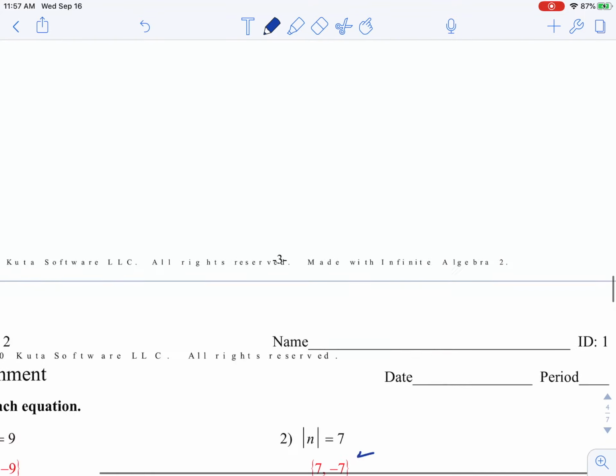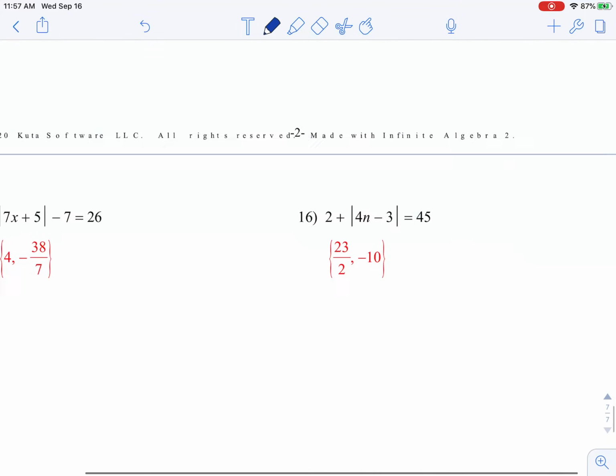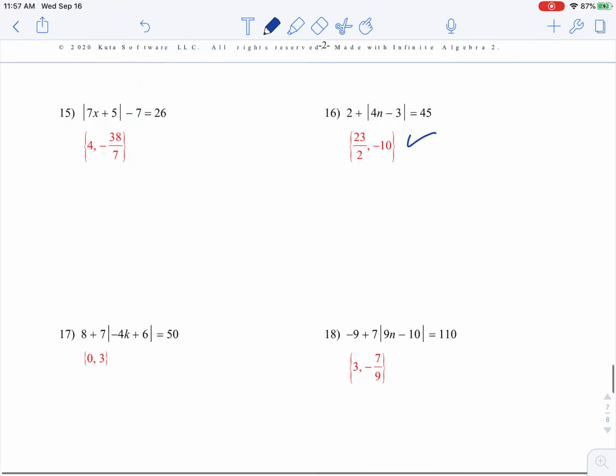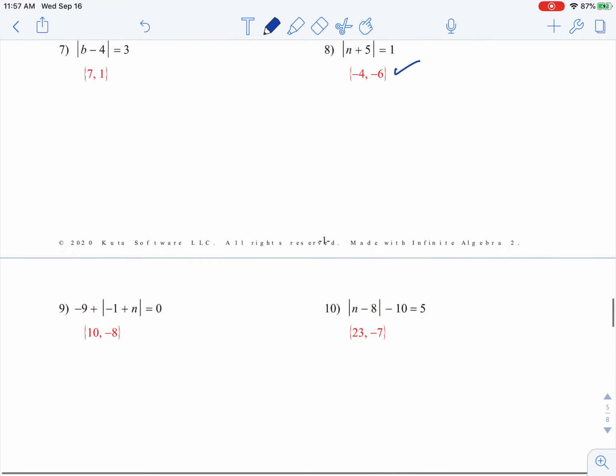Let me check now, number 16. And there it is. Okay. Good. So, wow, 2 mistakes in 1 lesson. And I still have 2 problems to go. Lucky you guys, getting quality education here.